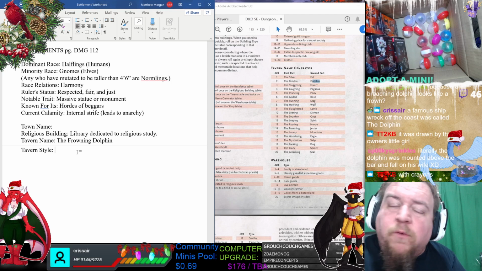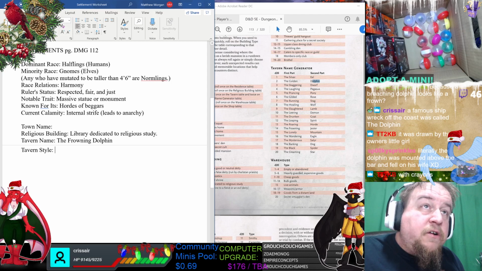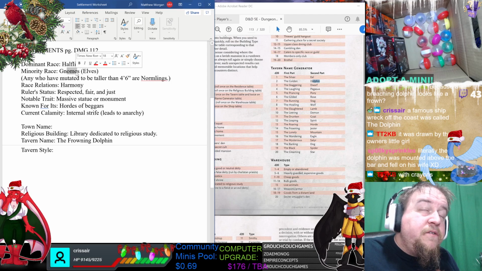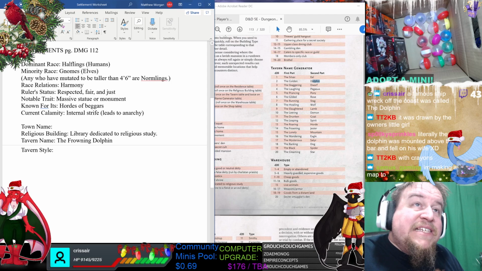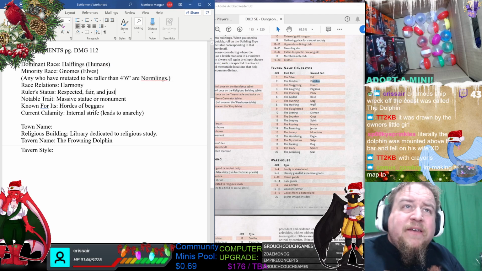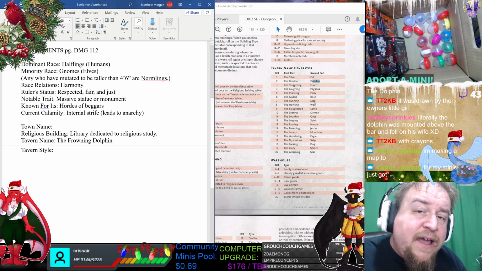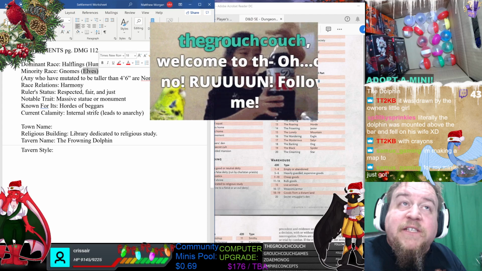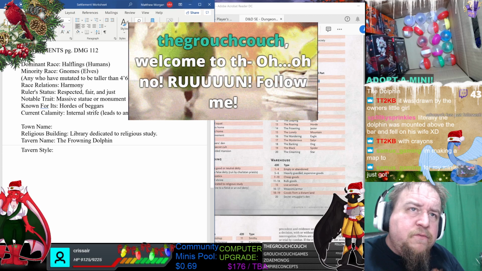We're building a culture, and we're applying our language differently, just as our dominant race and minority race are halflings and gnomes. But we're calling them humans and elves because this is the normal. Anyone who's taller than 4 foot 6, they're normlings. Something happened to actually make them freakishly tall, not like civil folk that are between 2.5 and 3.5 feet high. We humans and elves, no. There's all these normlings that have been born a lot recently.